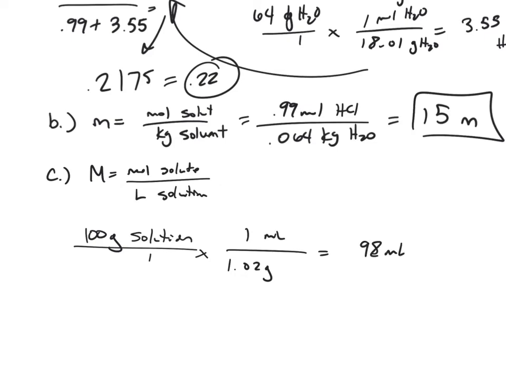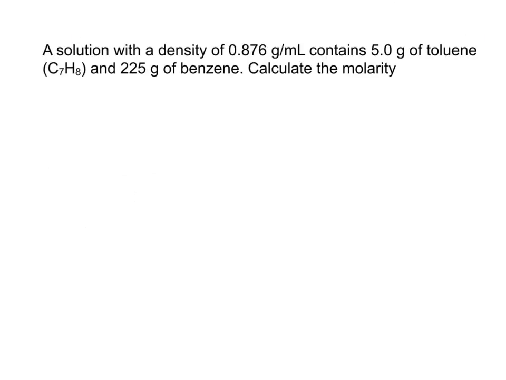Now I need to convert that to liters because in molarity I need it to be in liters. So I move the decimal point over to the left 3 times, and now I have everything I need to solve for molarity. The moles of solute, once again, is 0.99 moles of HCl, and my liters of solution is 0.098 liters. And so I have just about 10 molar. In fact, if I do the math and round to the correct number of significant figures, that is indeed the final answer. So let's tackle this final problem.